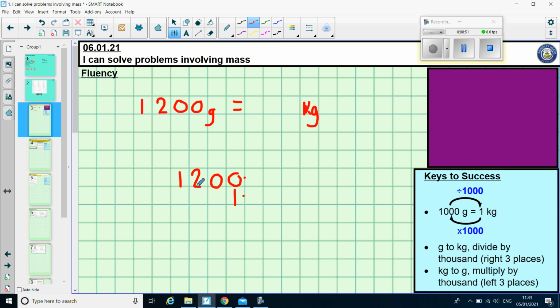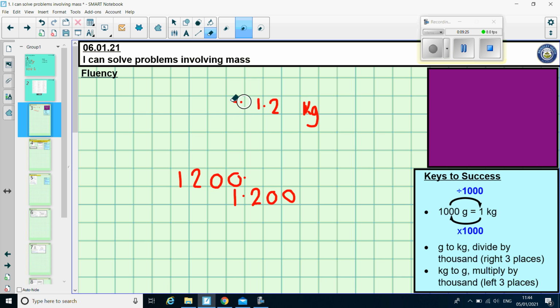The 2, I'm going to move it 3 places as well, and my zeros I can move as well. So I end up with 1.200. Remember, any zeros that come after the decimal point are not important, so we could forget about those. So 1,200 grams equals 1.2 kilograms. Following my keys to success, I was going from grams to kilograms, so I moved the digits 3 places to the right.